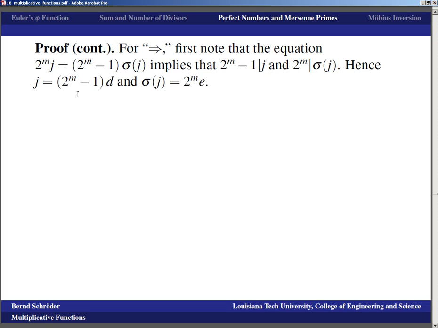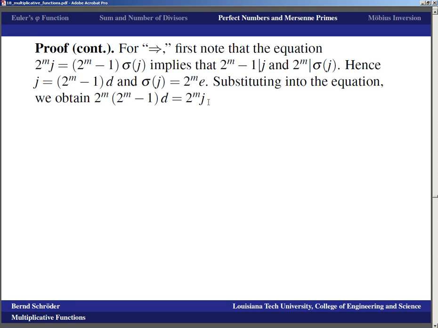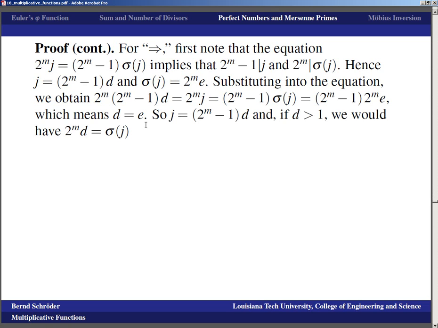Okay, so that means that j is (2^m - 1) times some d, and sigma of j is 2^m times some e, and if we can just prove that d equals e equals 1, we ought to be okay. And so if we substitute into the equation up here, we get 2^m times (2^m - 1) d, that's 2^m j, and on the right, that's (2^m - 1) sigma of j, and sigma of j was 2^m e, so this ends up being (2^m - 1) times 2^m times e, and we can see that we can cancel, and that means that we already have that d must be equal to e.